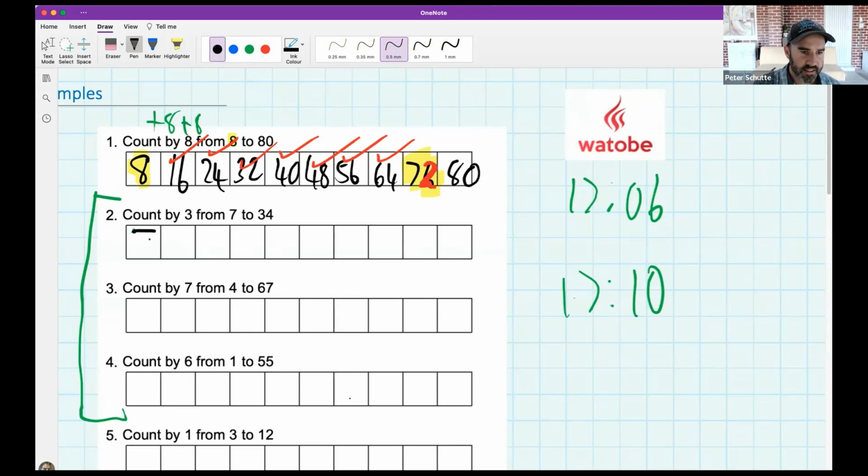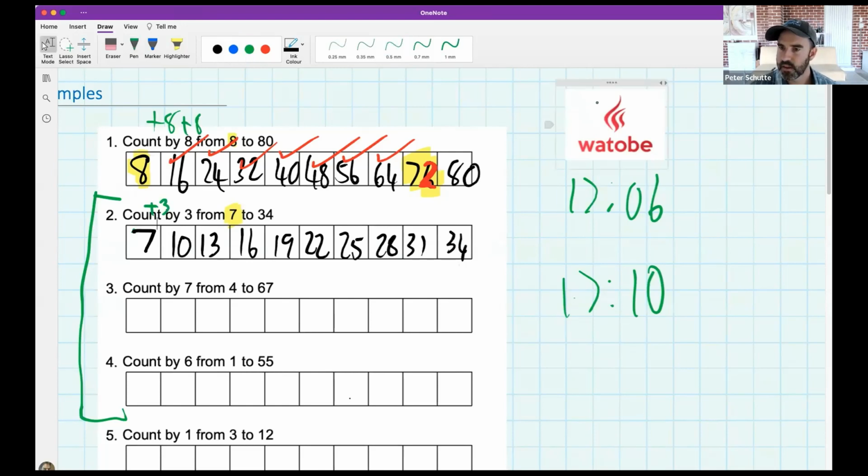So I'm starting at 7 for the second one. Count by 3 from 7. So I'm starting at 7, and then the next one is 10, 13, okay, and so in this one, we were counting in 3s. Thank you for that question.